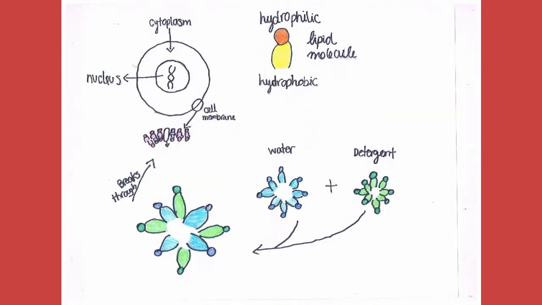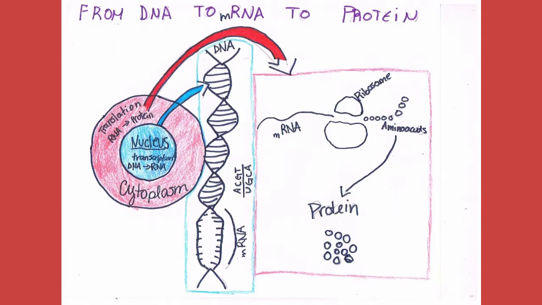To extract the DNA, we can use water and detergent because they have similar molecular structures, so they combine together and are able to break through the cell membrane, which is made of hydrophilic and hydrophobic components.